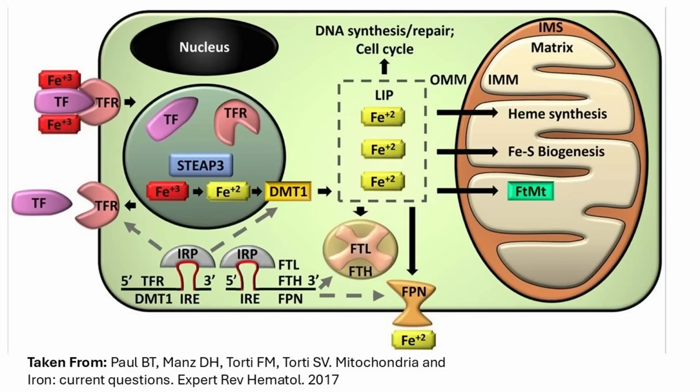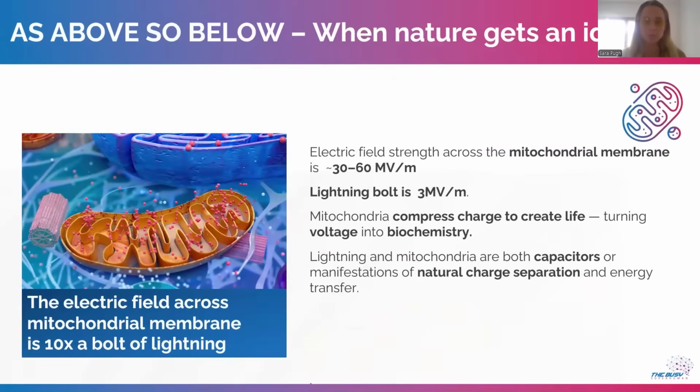I didn't order that. I now just want to touch on another idea about mitochondria and what they are. So this is titled As Above, So Below, because when nature gets a good idea, it likes to replicate it all over. So we get lightning strikes from potential differences between the ionosphere and the Earth.